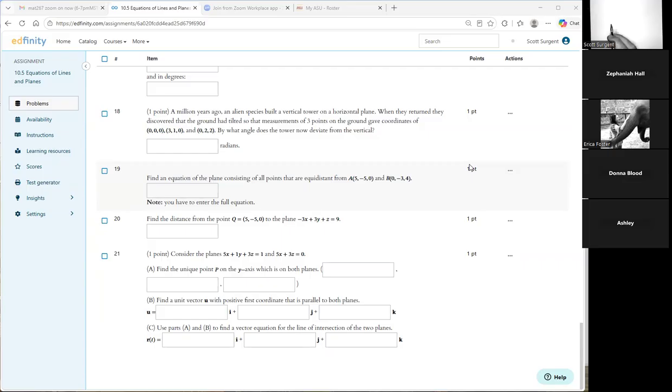Let me copy the information down. This is 10.5, number 21. I'll change my camera here in a moment. I just have to copy it down. 5x plus y plus 3z is 1. 5x plus 3z is 0.